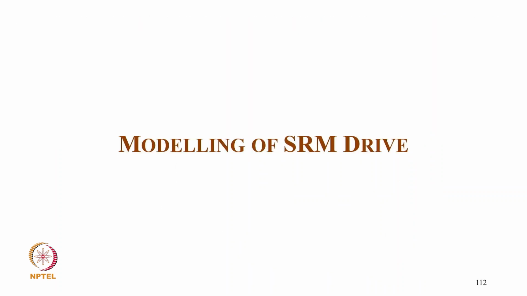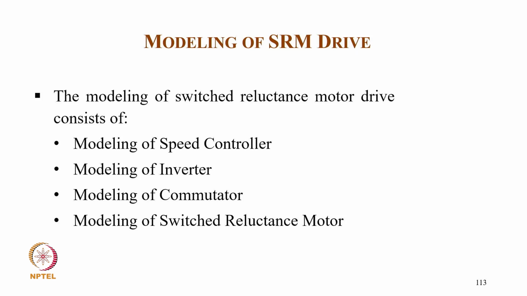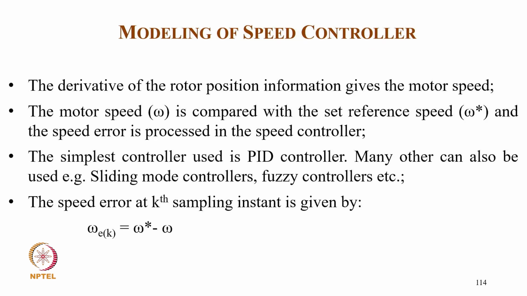Coming to modeling of the SRM drive. The modeling of the reluctance motor drive consists of modeling of the speed controller, modeling of the inverter, modeling of the commutator, and modeling of the reluctance motor. The derivative of the rotor position gives the motor speed, and the motor speed is compared with the set reference speed, and the speed error is processed in the speed controller. The simplest controller used is the PID controller, and many others can also be used, like sliding mode controller, fuzzy logic controller, etc.